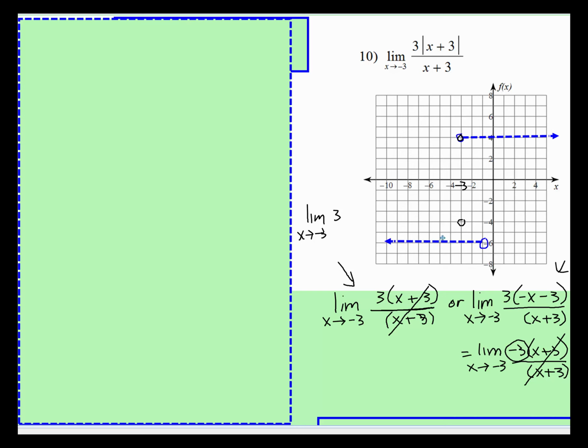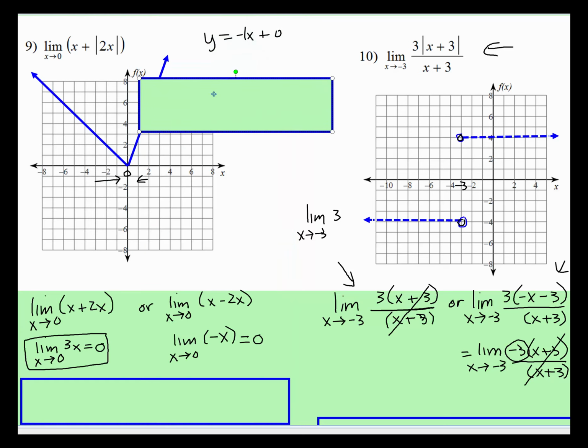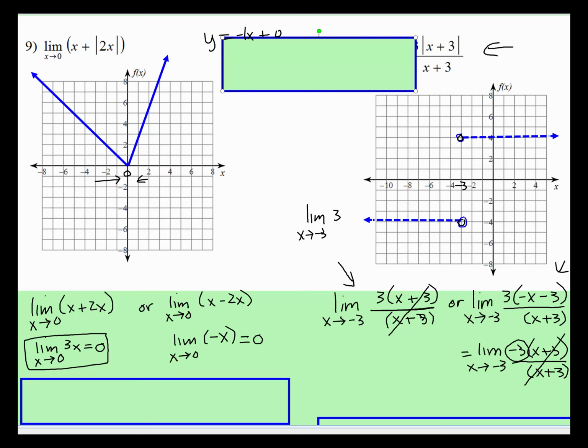This is what most absolute value graphs look like. The ones that are set up like this are going to look similar to this. And then the ones that are set up like number 9, the graphs will look similar to that. So just, if you need to rewatch this, go ahead and do that. We'll practice these in class.